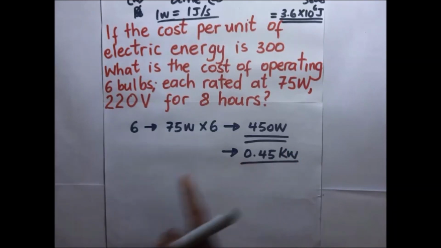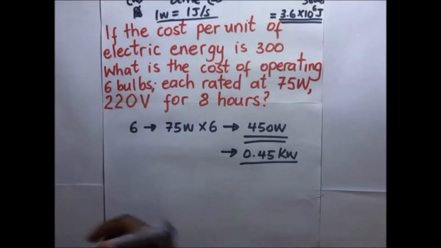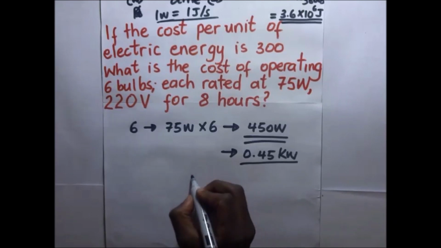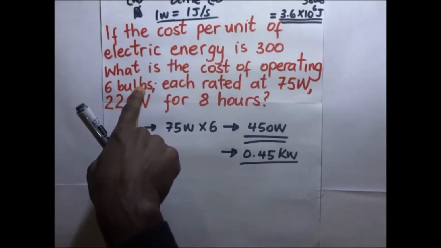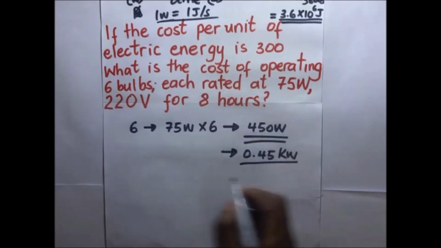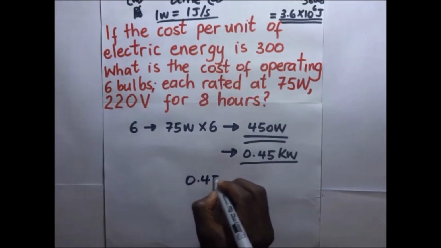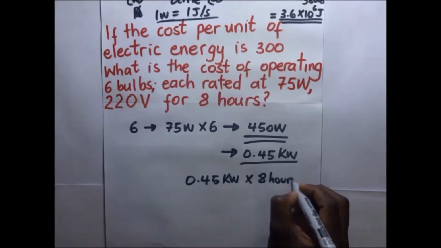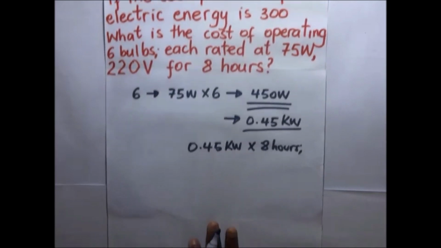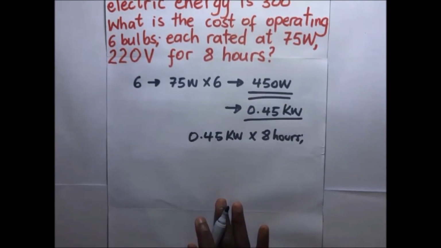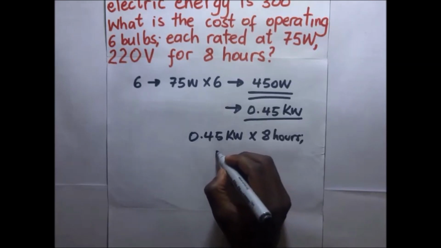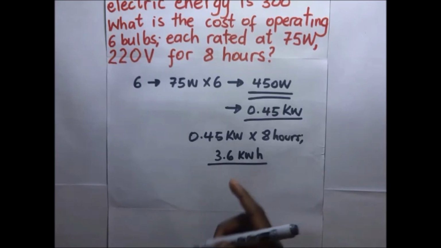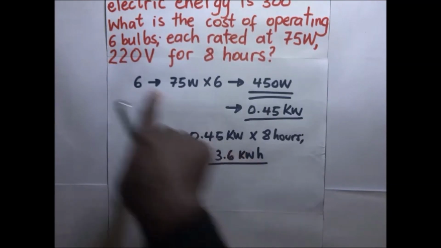So we're supposed to find how many kilowatt hours are being consumed by these 6 bulbs. Since they are 6 bulbs and they are operating for 8 hours, it's going to be 0.45 kilowatts multiplied by the 8 hours, and you'll get 3.6 kilowatt hours. So you get the kilowatt hours consumed by those 6 bulbs.